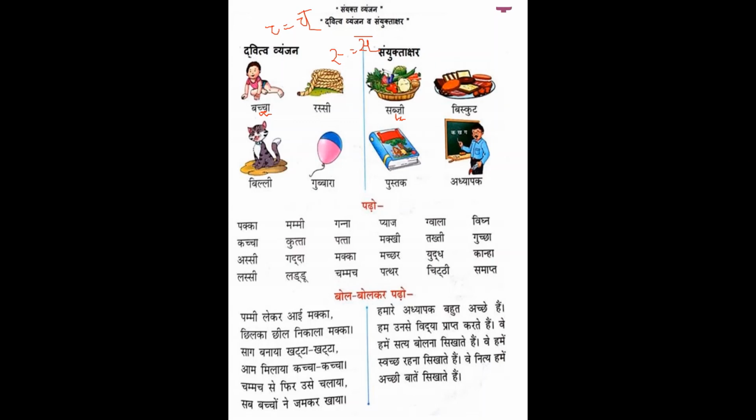This is samyukta vyanjan: pakka, mummy, ganna, kacha, kutta, patta, assi, gadda, makka, lassi, laddu, chammach. In the same manner, read the different samyukta akshar: pyaj, gwala, vignya, makhi, takti, gucha, machar, yuddha, kanha, pattar, chitti, samapt. You read this, then read it out loud.